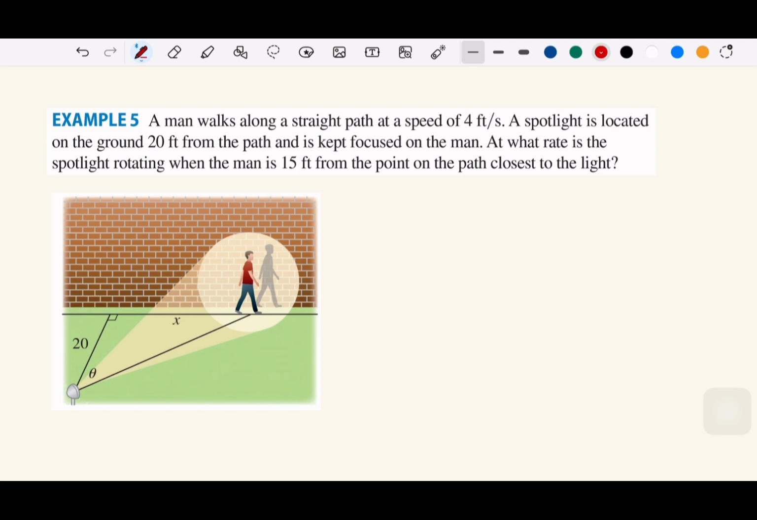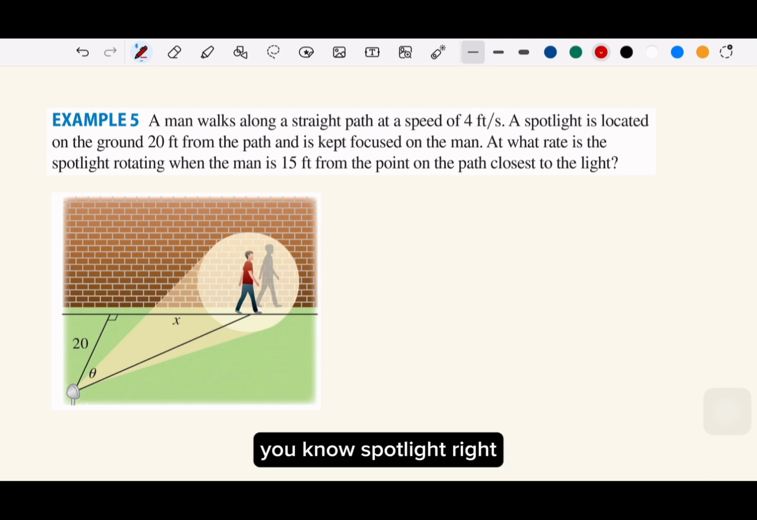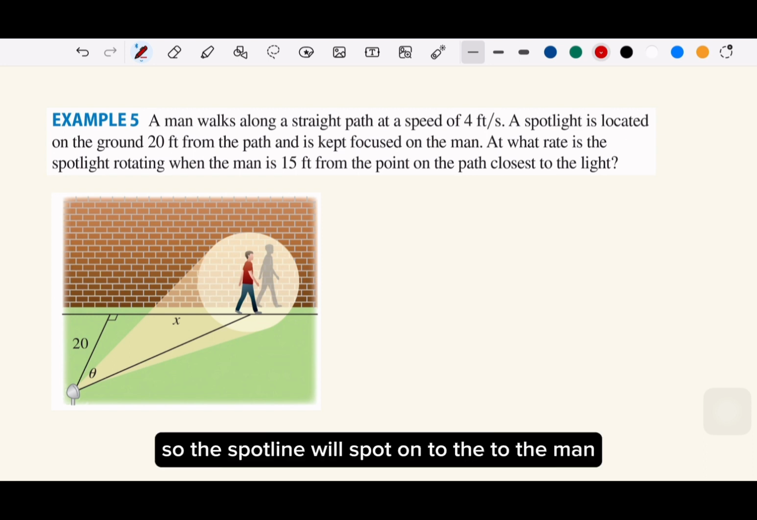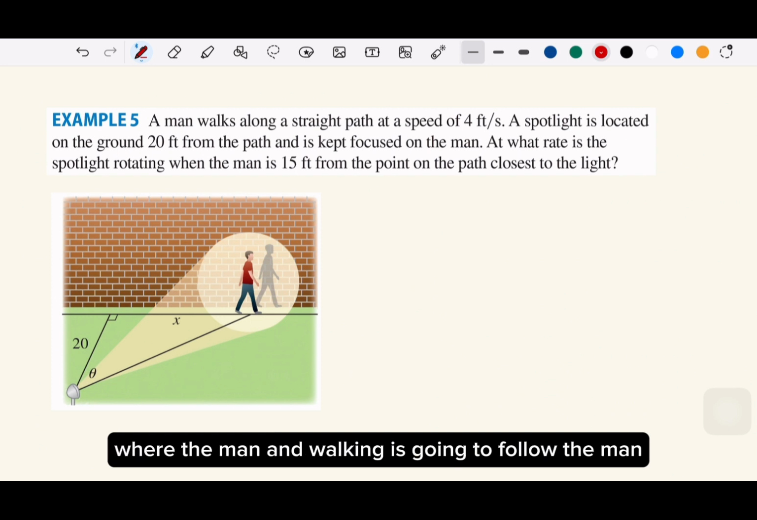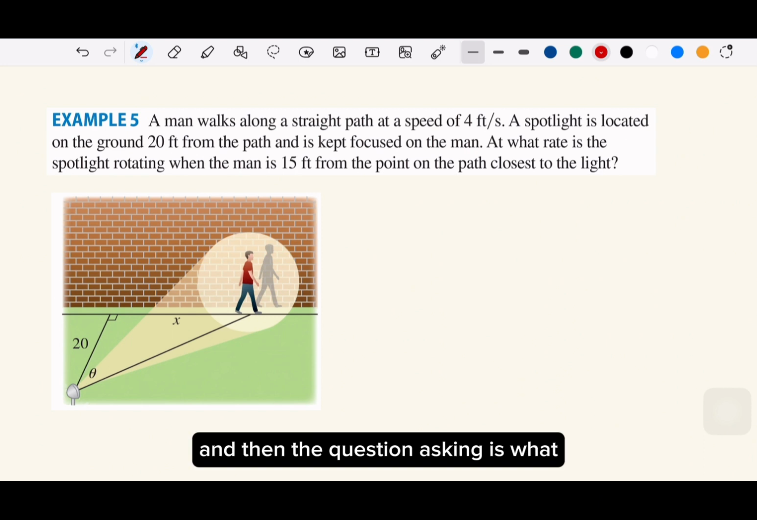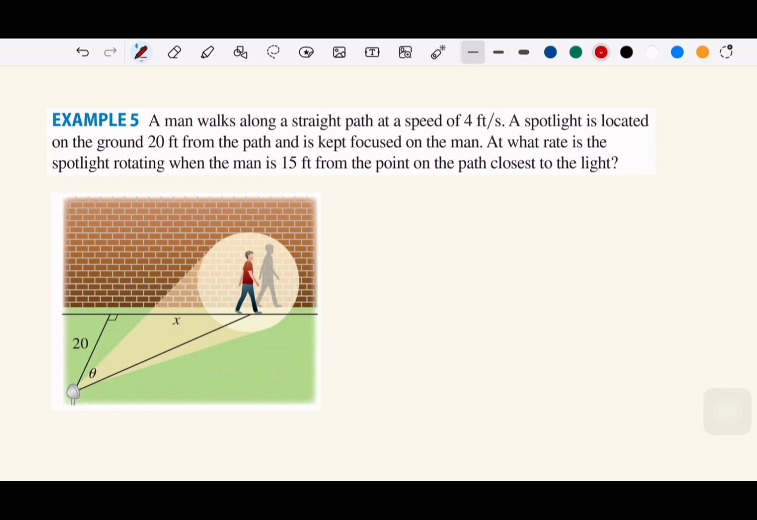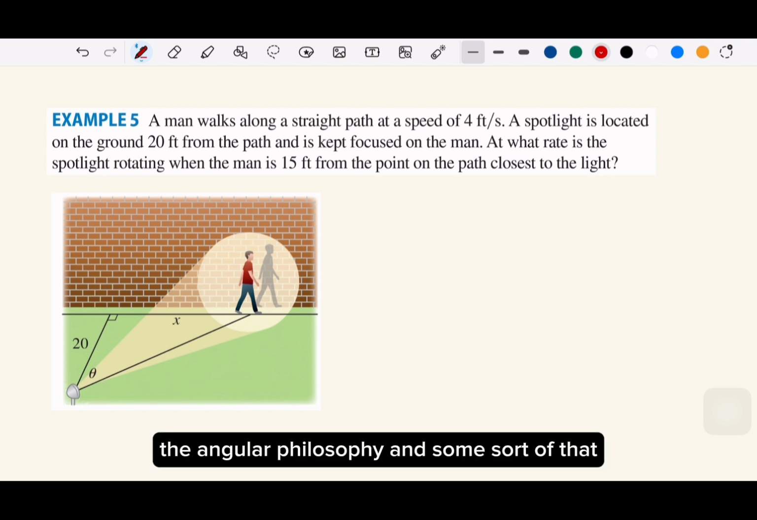You know spotlight, right? So the spotlight will spot onto the man. When the man is walking, it's going to follow the man. And then the question asking is at what rate the spotlight is rotating. It has some rate, okay? The angular velocity, some sort of that.